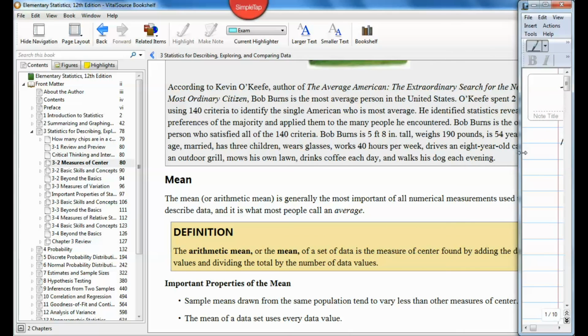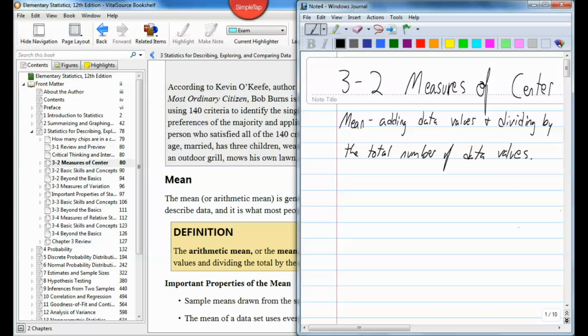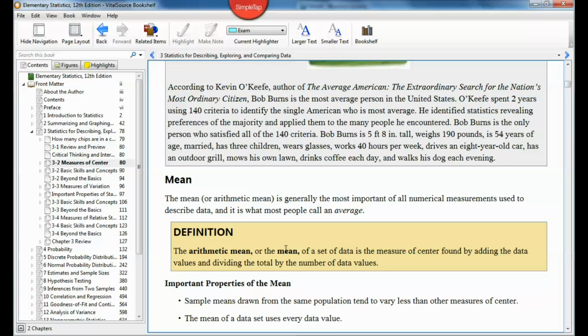of a set of data is the measure of center found by adding the data values and dividing by the total number of data values. So usually people call this what? The average. So a mean is an average. Everybody in here, I'm sure, has done that at one time or another. If you haven't, then you probably don't care a lot about number grades, because usually people want to know what their test average is, or homework average, or something like that. Okay, so it's really easy to find the mean, especially if you use a calculator.